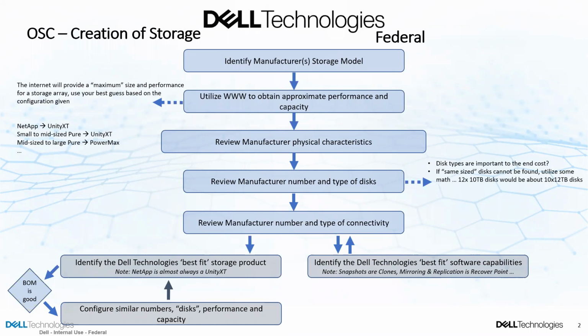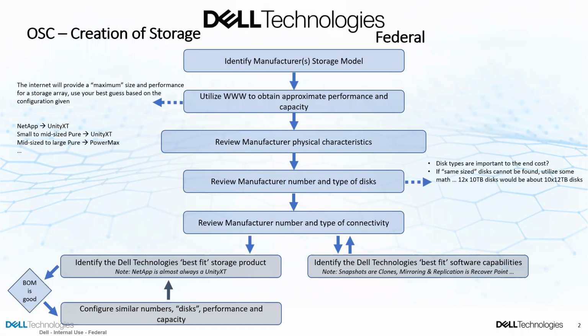Welcome everyone. This is a session to help you configure an OSC UnityXT quote from a competitor's quote. Today we have a NetApp quote that was submitted to my distribution partner, and we're going to convert that into an OSC order. So again, we want to follow a process for this, however.